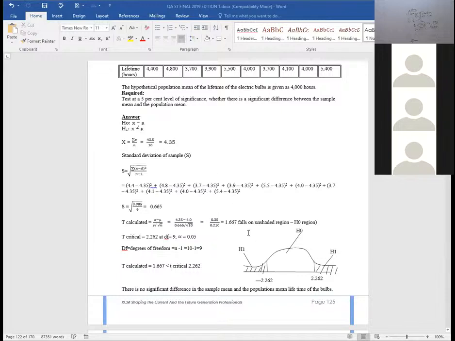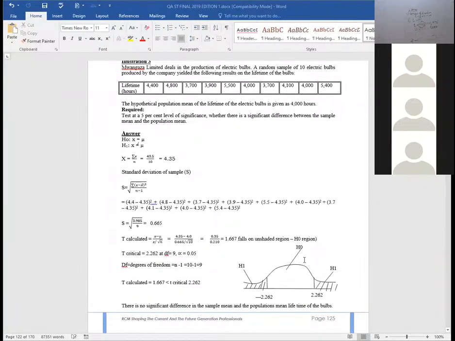So you can see it is here. 1.6767 falls on what here? Somebody says the unshaded region, the H0 region. So that is the answer.